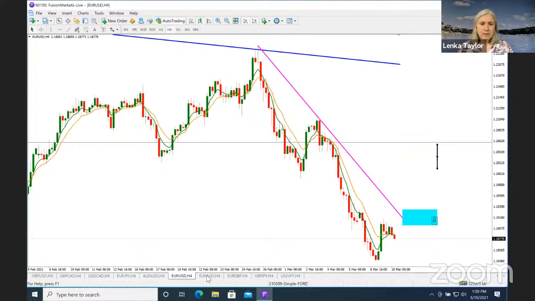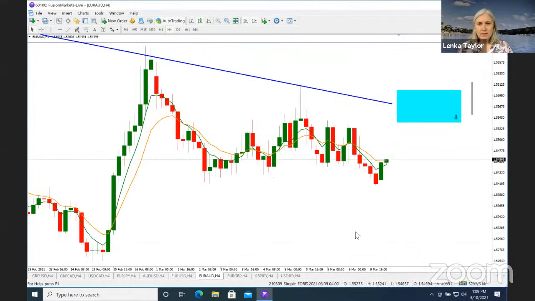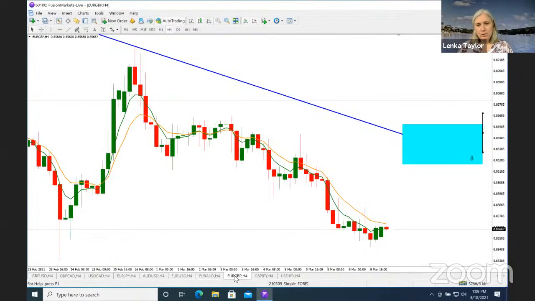Next chart is EUR AUD. So that one definitely still going sideways. I really like to see that pullback all the way to that trend line for a short position. So I'm not looking to enter at the moment. The EUR GBP, so that's, yeah, had a good run. It really needs to retrace back, come back to that trend line for any short positions.